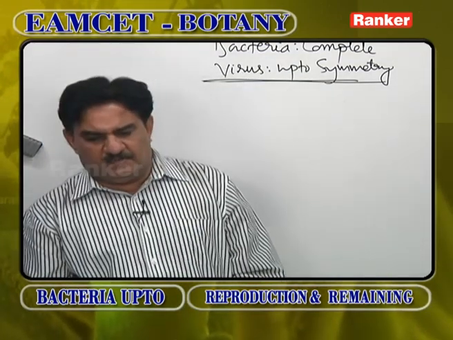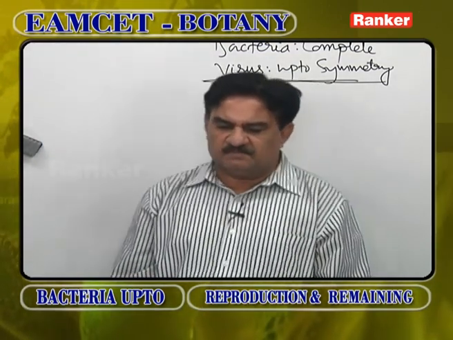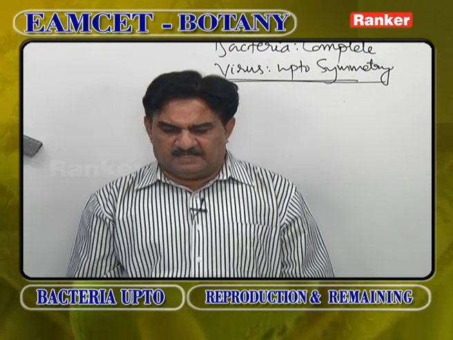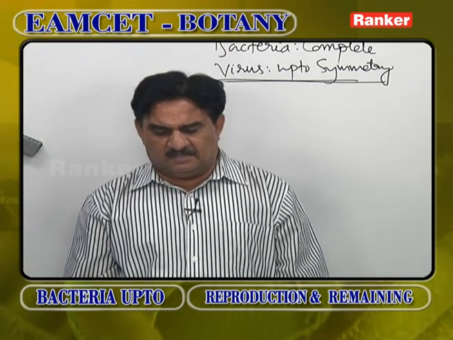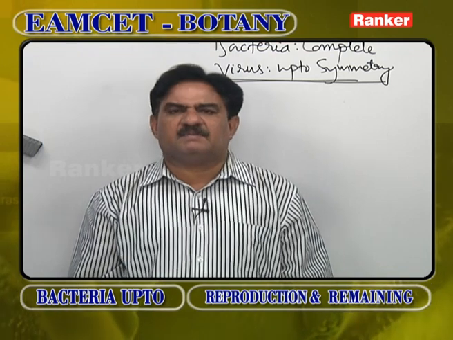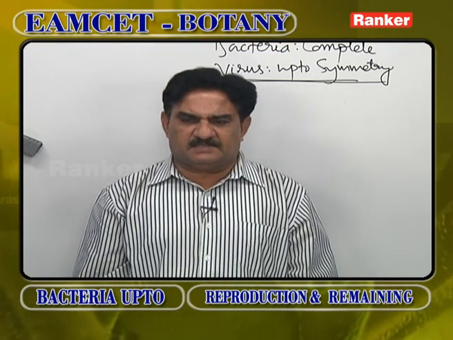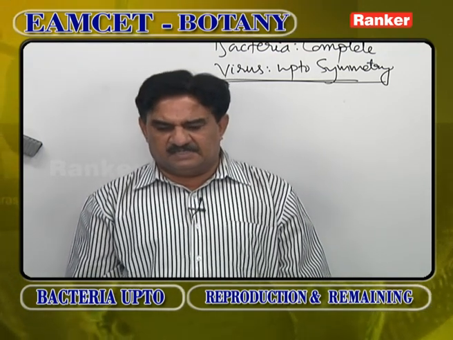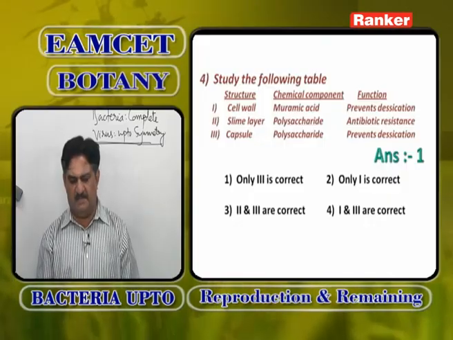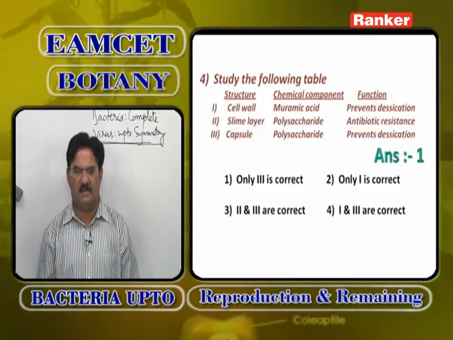So, here cell wall muramic acid prevents desiccation is wrong. Slime layer polysaccharide antibiotic resistance is wrong, but capsule polysaccharide prevents desiccation. The capsule contains maximum water. It prevents the desiccation, or drying up, of the bacterial cell. So, only 3 is correct.